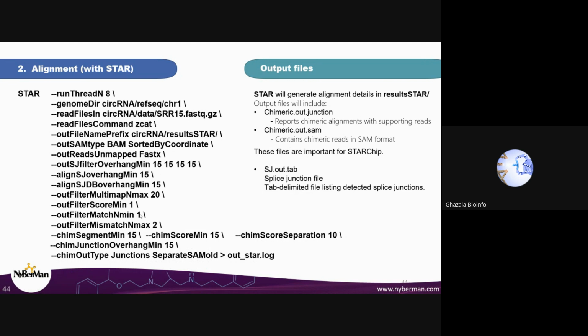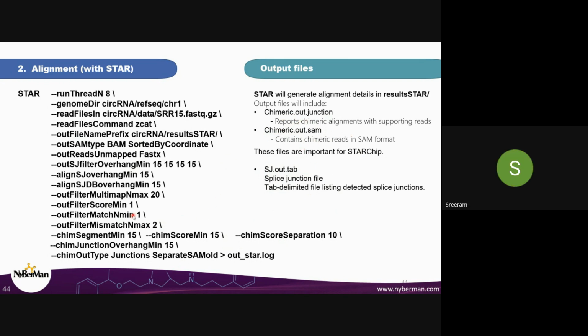Now we want to run STARChip, so we need it. That's why we need the chimeric junction file, which is Chimeric.out.junction, and also the Chimeric.out.sam file. So both the files we will be getting. Additionally, the other alignment files with information about splice junctions we will get with STAR, and these files we will be using for STARChip.